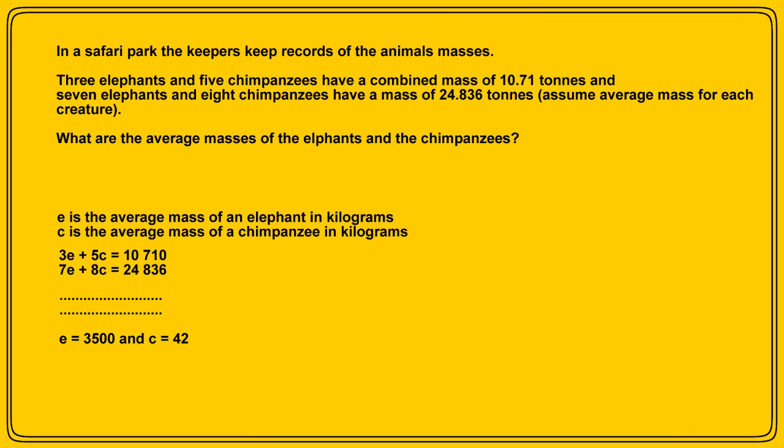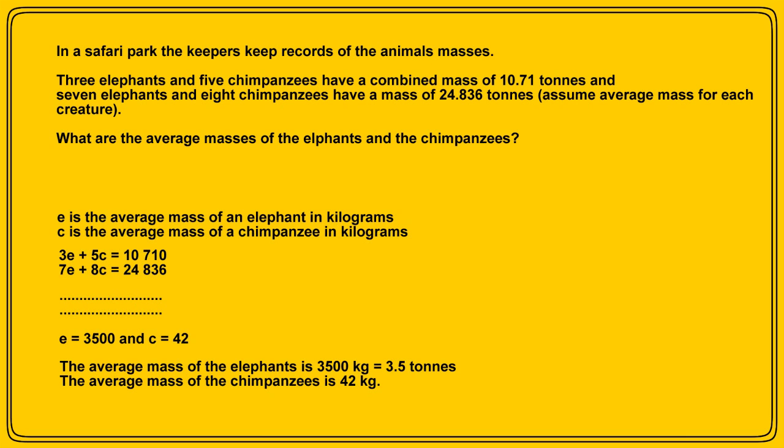And the answers are, the average mass of the elephants is 3,500 kilograms, which is 3.5 tonnes. Now in this case you could give the masses of the elephants in kilograms or in tonnes, so long as you clearly state the units you're using. And the average mass of the chimpanzees is 42 kilograms.